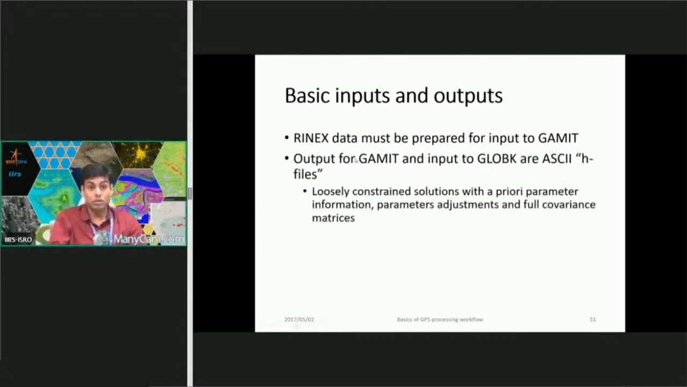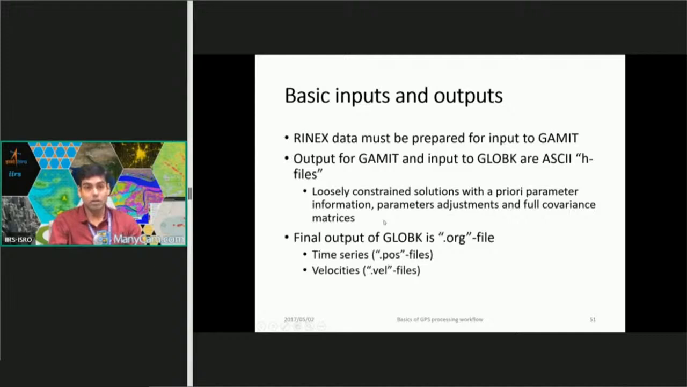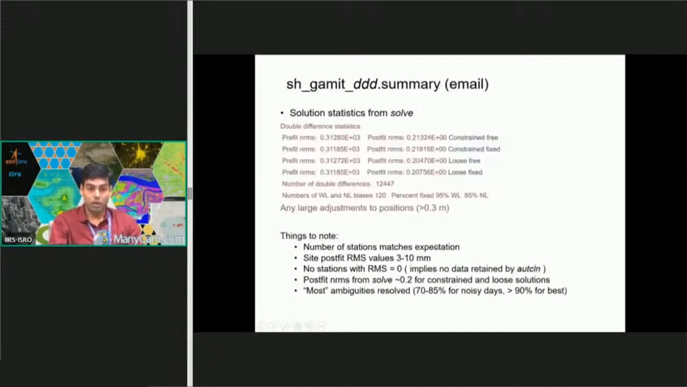Basic input and output. RINEX data must be prepared to input into GAMIT, and the output of GAMIT and input to GLOBK are H files, as I told you. So a loosely constrained solution with a priori parameter information, which we get with the help of GAMIT and parameter adjustment, and the full covariance matrix. All this we get from GAMIT, and the final output will be time series and velocity from GLOBK.